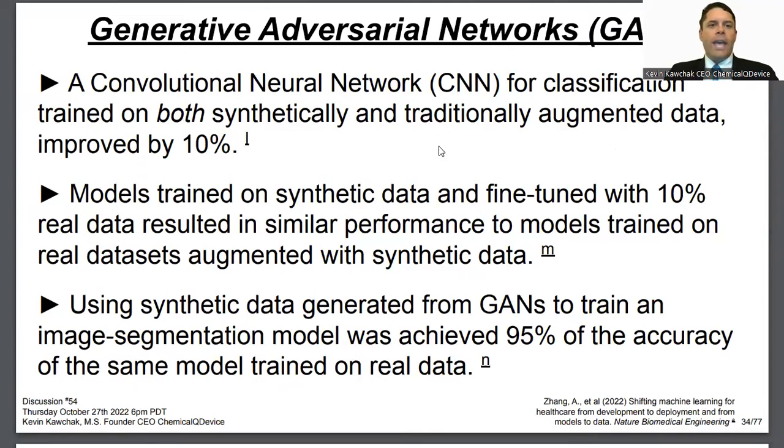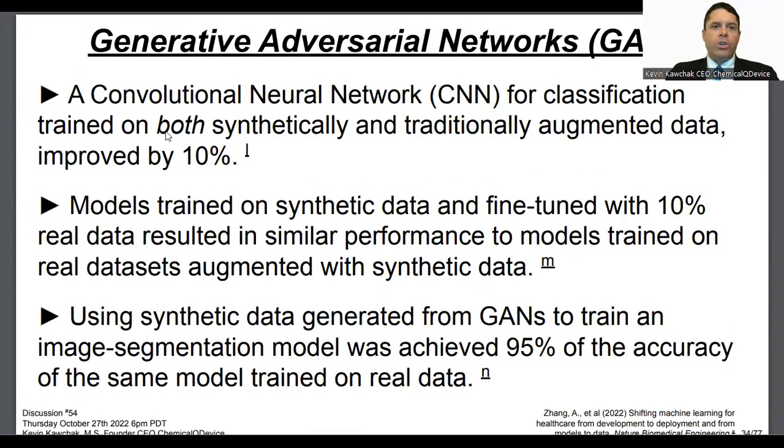So here it is. So 3 cases. A convolutional neural network for classification was trained on both synthetically and traditionally augmented data, and it improved by 10%. So that's one case. Now, another case, models trained on synthetic data and fine-tuned with 10% real data resulted in similar performance to models trained on real data sets augmented with synthetic data. And then this third one, using synthetic data generated from GANs to train an image segmentation model, achieved 95% of the accuracy of the same model trained on real data.